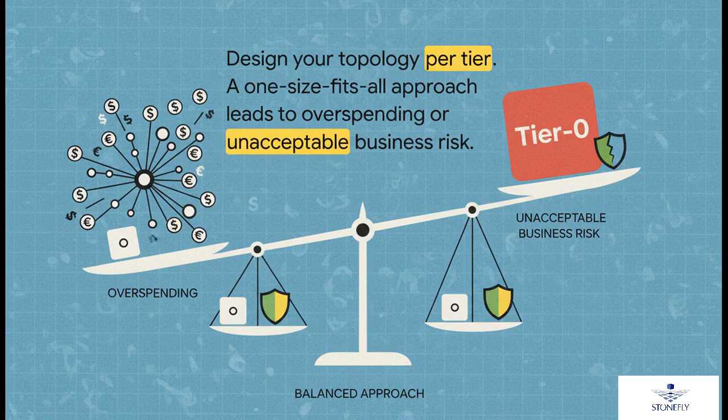If you use a super expensive instant failover plan for every single app, you're just burning money. But if you use a cheap, slow strategy for your most critical application, well, that's a massive business risk. The whole game is about matching the solution to the need, balancing cost, complexity, and speed.